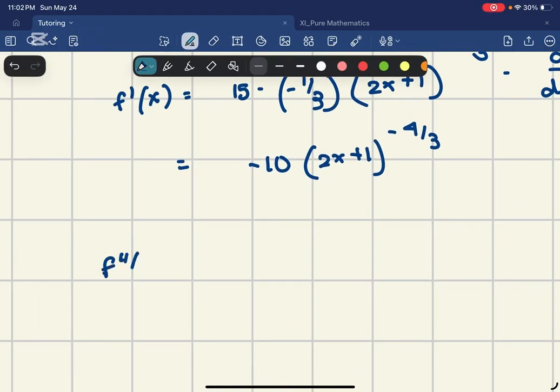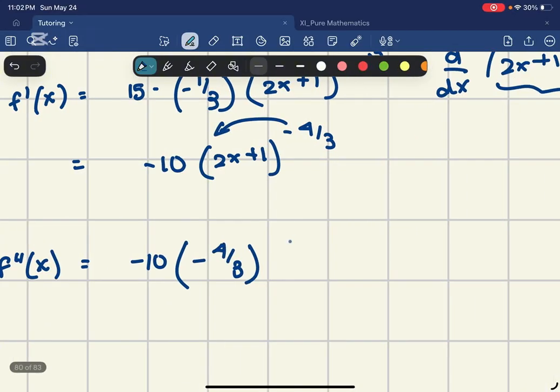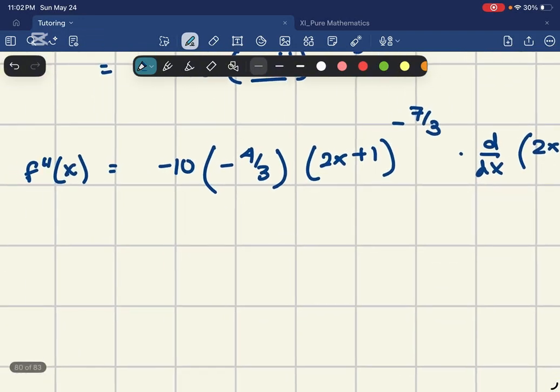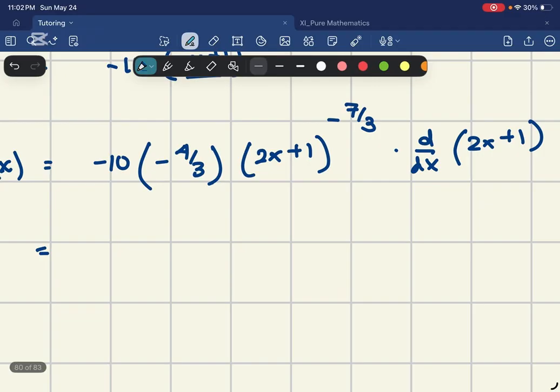Let's find f double dash of x. That is negative 10. You bring negative 4 over 3 to the front. You have 2x plus 1. And negative 4 over 3 minus 1 is going to give you negative 7 over 3. Times the inside function, right? So you have to differentiate it again. So 2x plus 1.